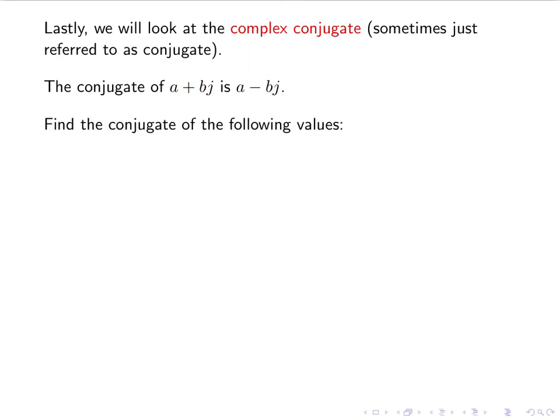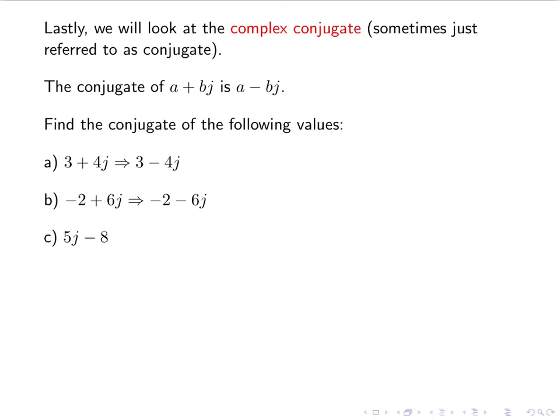So let's find the conjugate of the following values. 3 plus 4j. So again, the real part, the 3, is going to stay the same. The imaginary part, 4, is going to change signs. So 3 minus 4j. Negative 2 plus 6j. The real part, negative 2, stays the same. The imaginary part, 6, changes signs. So negative 2 minus 6j.